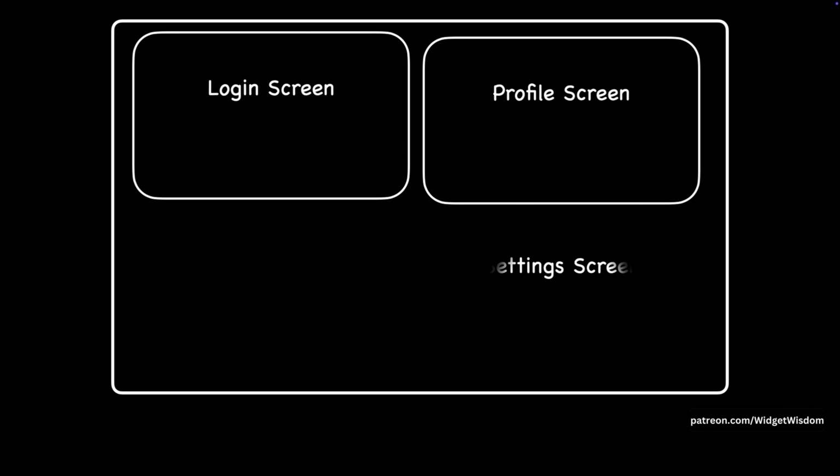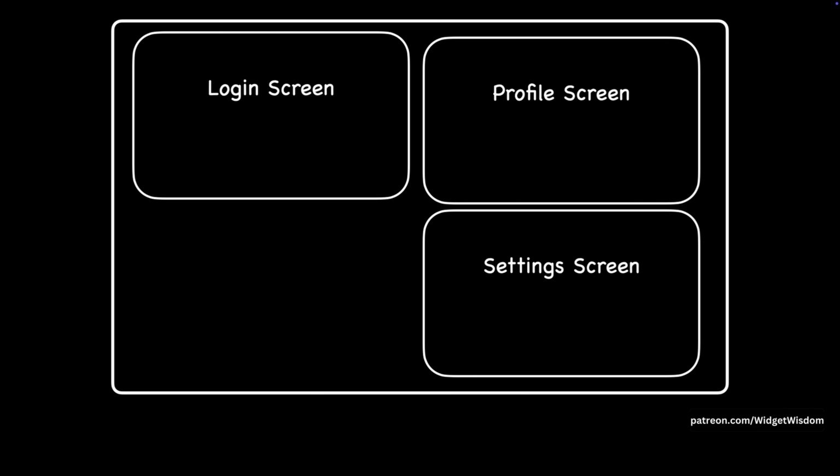Think like this way, your app is like a house with different rooms, right? One room is the login screen, one is the profile screen, and another room is settings. Now, when you move from one room to another, you need a door. In Android, that door is called an intent.